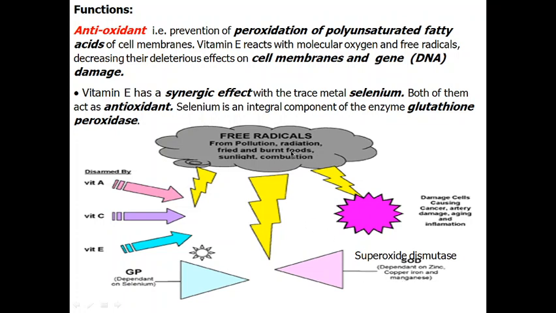The free radicals, if they arise inside our body, will damage cells, causing cancer, artery damage, aging, and inflammation. So the danger of the free radicals is their destructive effect on the cell membranes and cell damage, causing different abnormalities and different diseases like cancers, atherosclerosis, aging, and accelerating the process of inflammation.